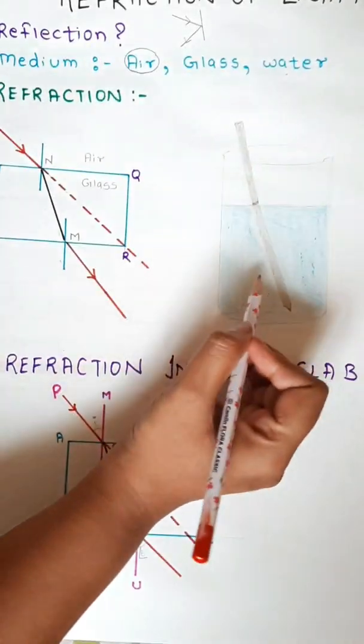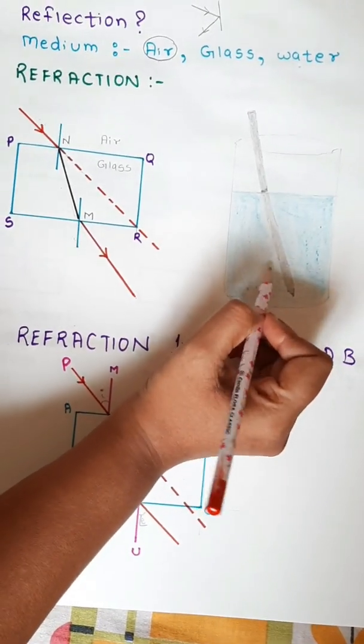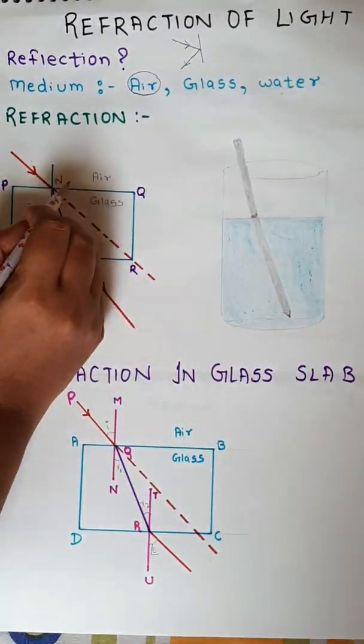Sometimes if you place some coins in a tumbler with a lot of water, those coins also appear to be raised. That is also due to refraction.